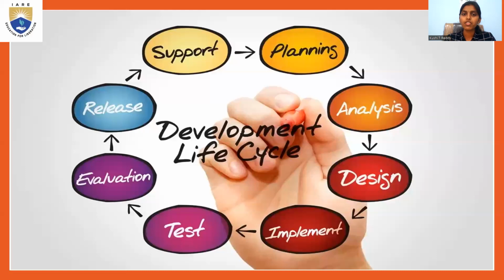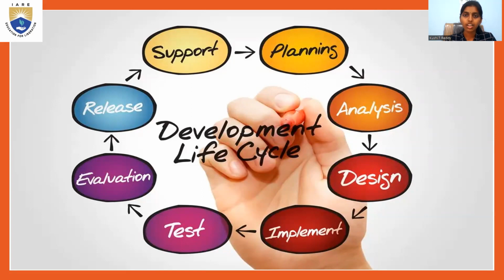So this is the development of a software. It is a cycle. It has 7 to 8 stages. So first is supporting, next is planning, analysis, design, implementation, testing, evaluation, and release. So after it passes through all the stages, only that particular software will be released into the market.